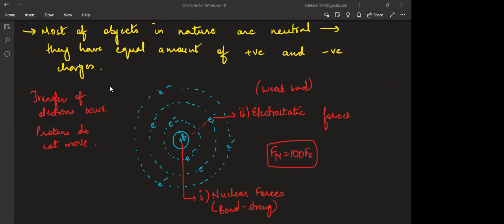Tari, don't worry about the forces. Actually, nuclear forces are included in your lesson on nuclei, and for electrostatic forces, you have a complete Coulomb's law. So that is a very separate and important topic, which we'll discuss.